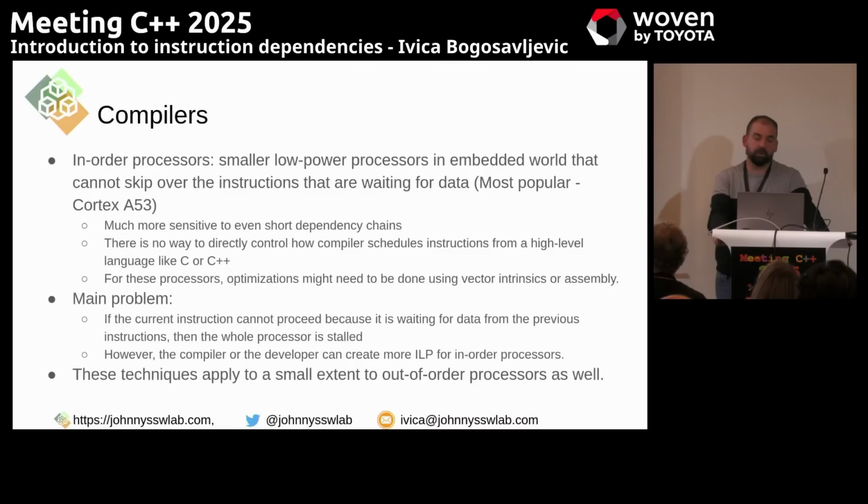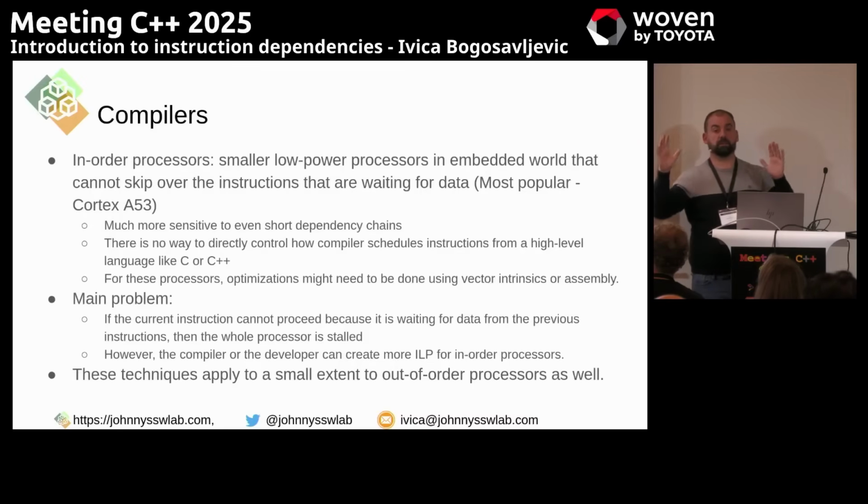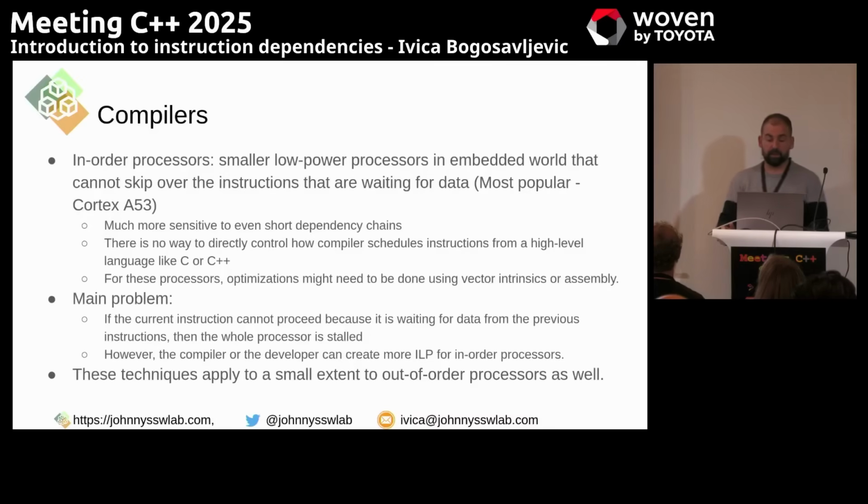So for in-order processors, even short dependency chains are a problem. And the optimizations I'm going to talk about now, you cannot do them in C++. You would need to do them in assembly, because you cannot control how the compiler schedules instructions from high-level languages like C or C++. So what's the problem? The data for the current instruction is not there, and the processor has stopped. It cannot do anything. It needs to wait for this data to come before it can move on.